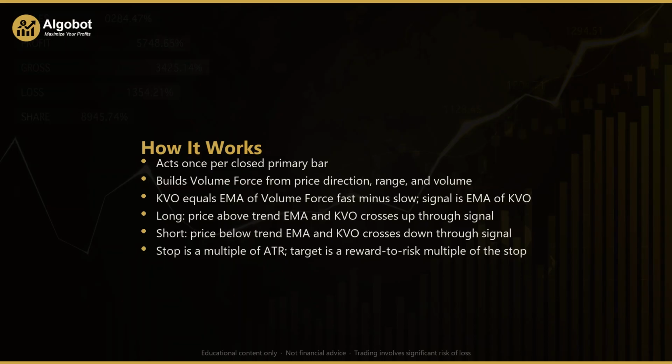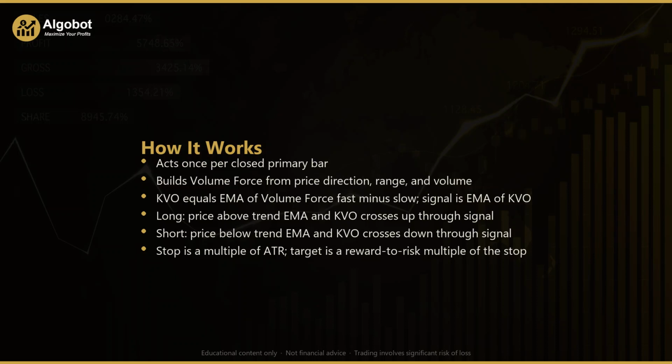Now for the entries. There are two conditions that must both be true. The first is the trend filter. For a long, price must be trading above its 50-period trend average. For a short, price must be below it. The second condition is the signal line crossover. For a long, the oscillator must cross up through its signal line, showing buying conviction reasserting. For a short, the oscillator must cross down through its signal line, showing selling conviction taking over. When both align, the expert advisor opens a single position.